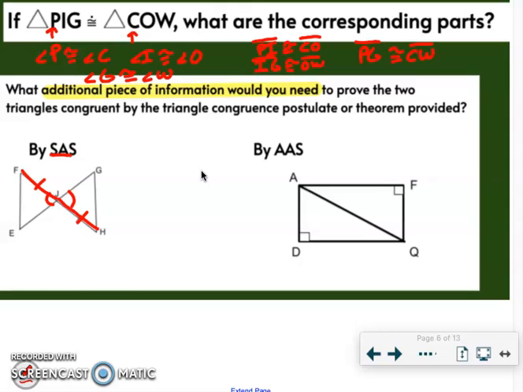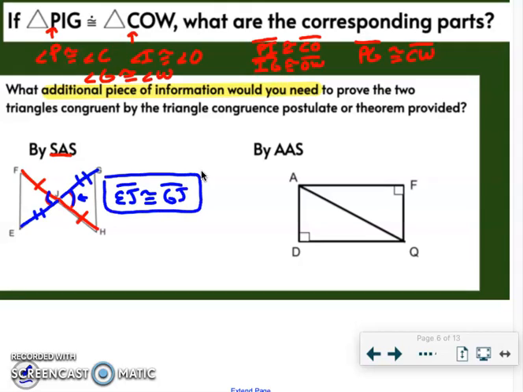So to answer the question, what pair of sides do I need? I would need the pair of sides that gives me the angle in the middle. So I would need this side to be congruent to this side, because then the angles are in the middle where they should be. So I need the blue stuff. So I need EJ to be congruent to GJ.